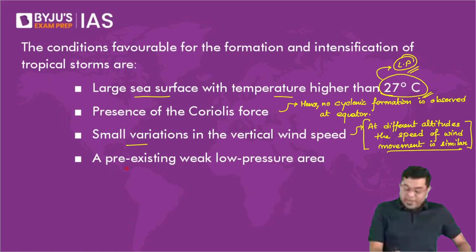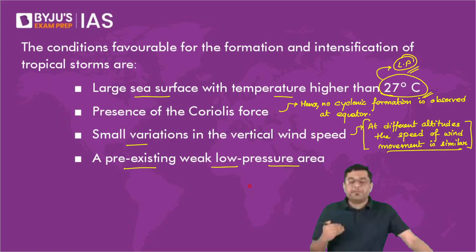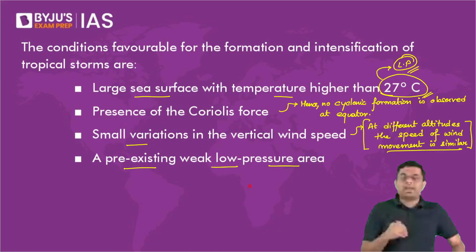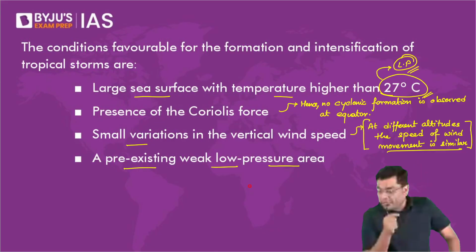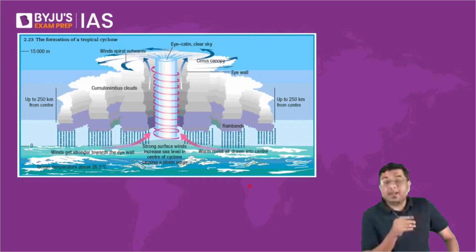And another requirement is a pre-existing weak low pressure area. That pre-existing low pressure area can further intensify into a tropical cyclone. Now, when is it that a tropical cyclone will dissipate? A tropical cyclone dissipates the moment it hits the land. So what happens when it hits the land?